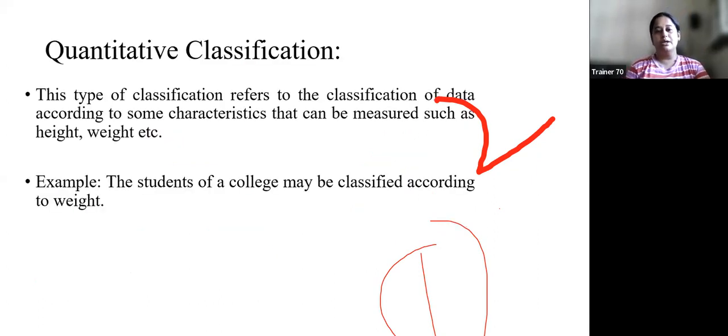Quantitative classification refers to the classification of data according to some characteristic that can be measured. Now, quantitative data means that which can be measured. There will be some quantity, such as height, weight, etc. It can be anything. So these are known as quantitative classification. Example, the students of a college may be classified according to their weight. Now weight is a quantitative characteristic. Weight means you will have some numbers, so that indicates this is a quantitative classification.